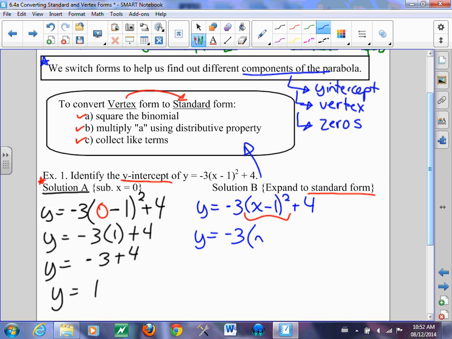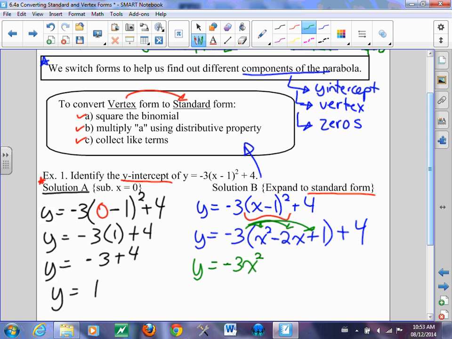So x times x is x squared. Double the product. So 2 times x times -1 is -2x. And then square the last. So -1 times -1 is +1. Okay, and plus 4. Okay, next step, folks, is the distributive property, where I'm going to multiply the a by every term inside. This should be pretty familiar to you guys.